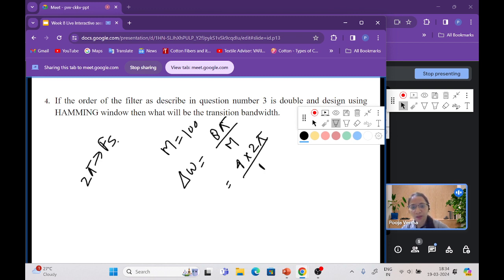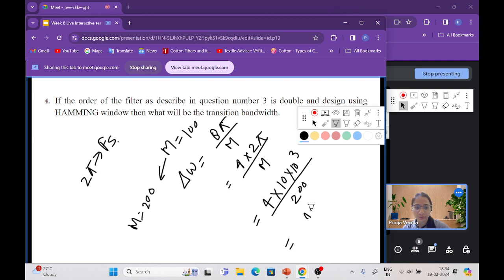4 into 2 pi by m. Here m we got 100, so here the order of the filter is double. So now m will be 200. If we take a double, and 4 into 10 kilohertz divided by 200. So what will we get? 400 into 10 to the power 2. So 200. Again, the transition bandwidth for Hamming window is 200 hertz only.